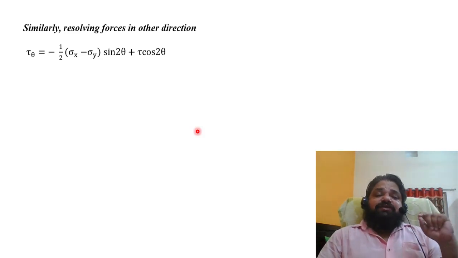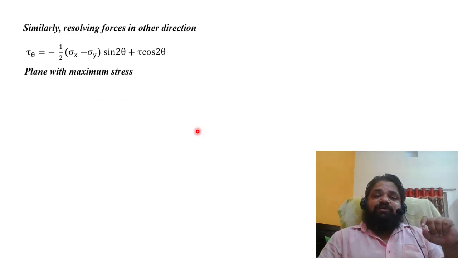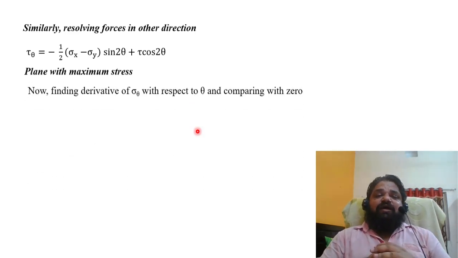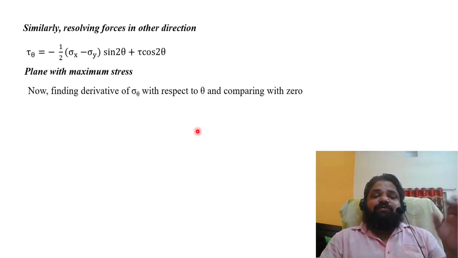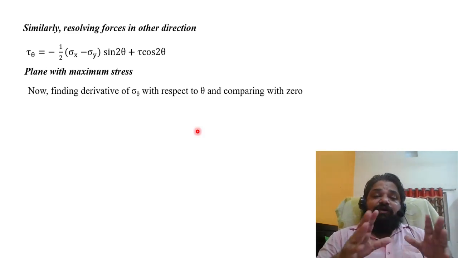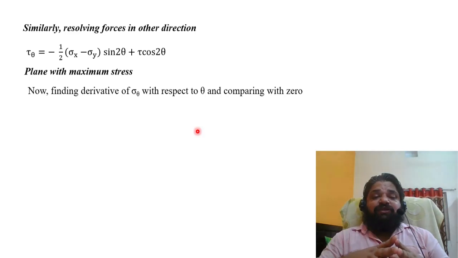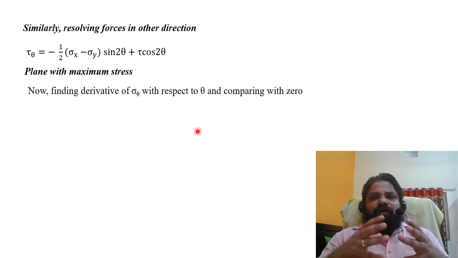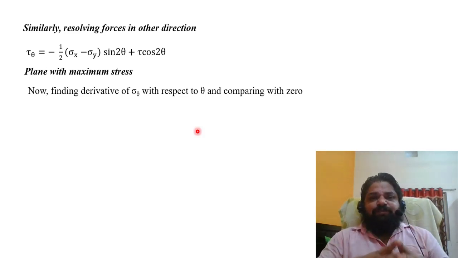Now similarly, as we resolved sigma theta for the normal stress, we can resolve for the shear stress as well, and then find the plane with maximum stress by taking the derivative. Once I get the sigma theta and tau theta, I want to find the plane with maximum stresses. Why so? Because first of all I need to know the principal plane.